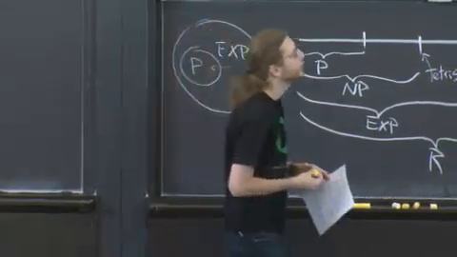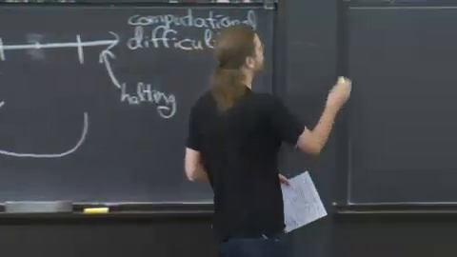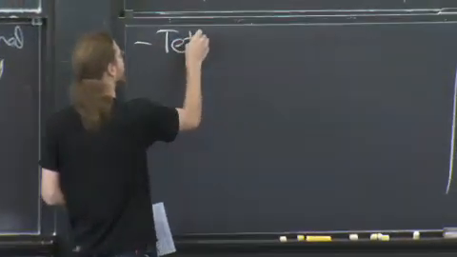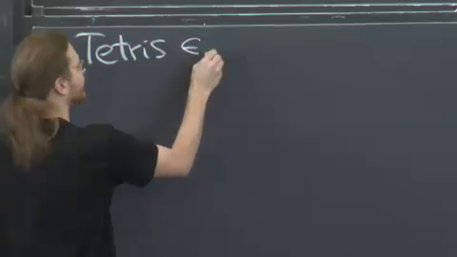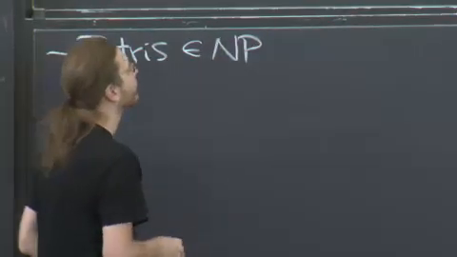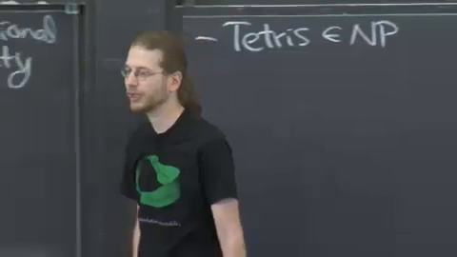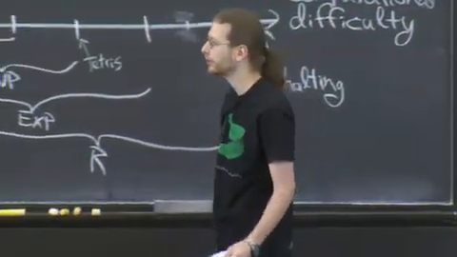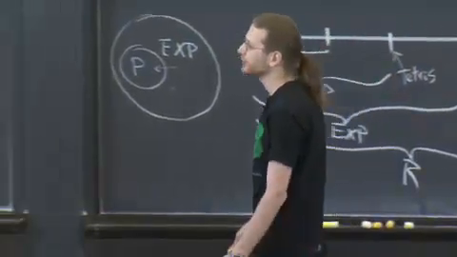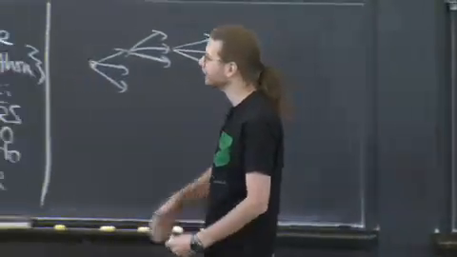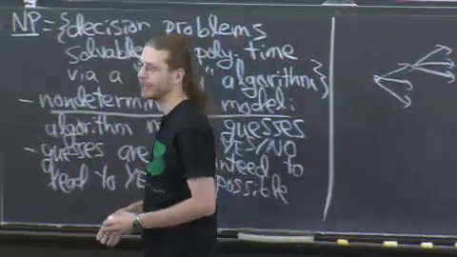OK, let's talk about Tetris. Tetris, I claim, is in NP. And we know how to solve it in exponential time. Just try all the options. But in fact, I don't need to try all the options. It would be enough just to use this non-deterministic magic.